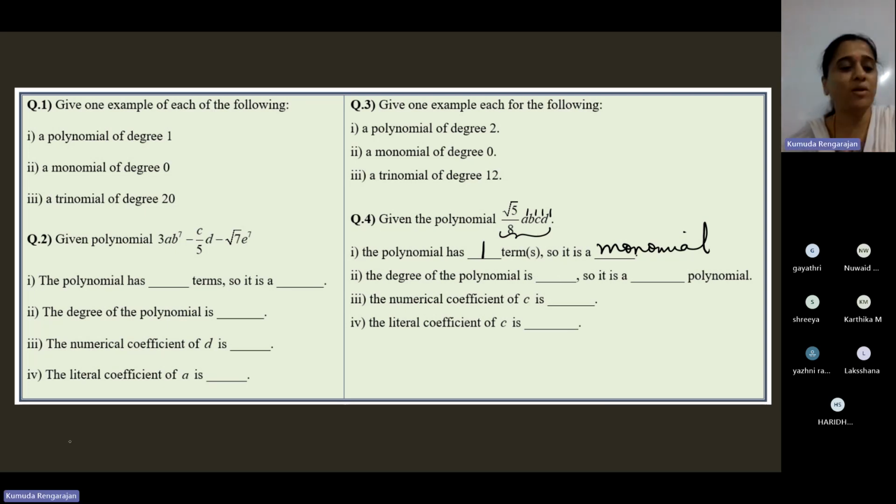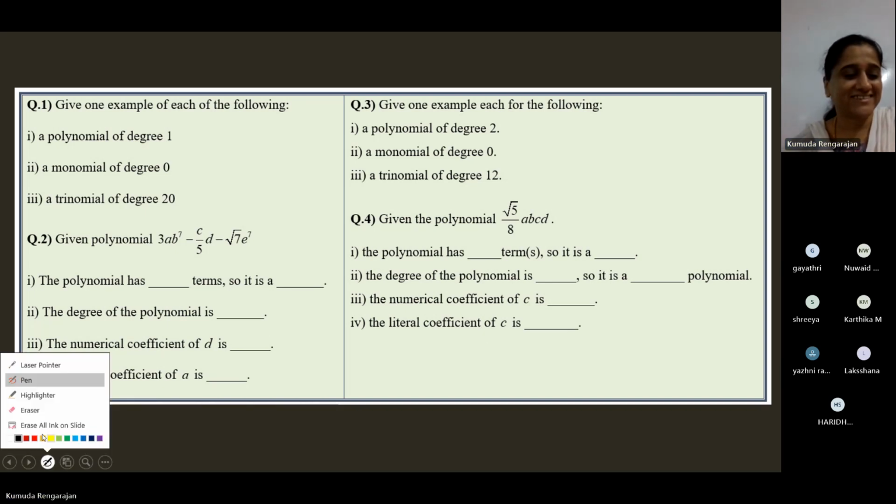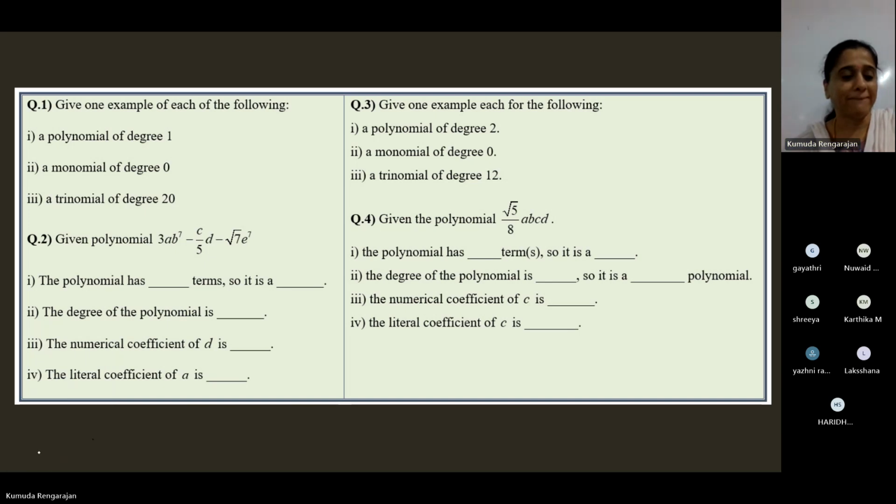Biquadratic, not bio. You like biology, is it? So biquadratic. The degree of the polynomial is 4, so it is a biquadratic polynomial.